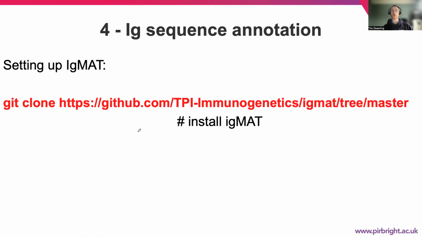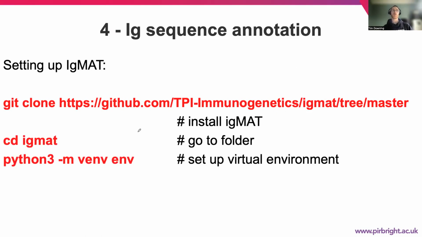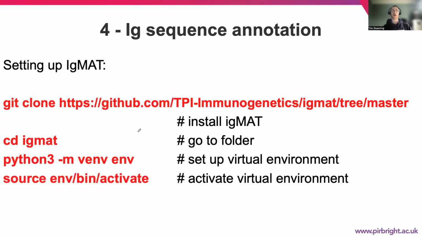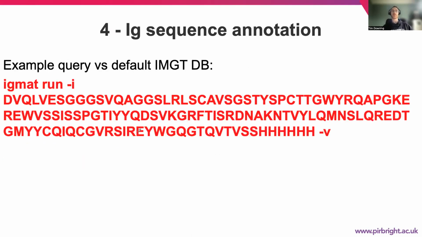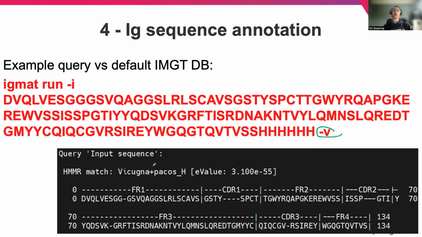And then we're going to go to that folder, create a Python environment, activate that environment, finalize the installation, and then we're going to run queries like the example one given here, where we can use the run function given some sequence input, and verbosely give us the output, and we'll get something like this, where we see sequence alignment of this test sequence and its annotation for the FR1, the CDR1, FR2, CDR2, FR3, CDR3, and FR4 regions as outlined there. We can also provide this as an input FASTA file instead of having a sequence like that.